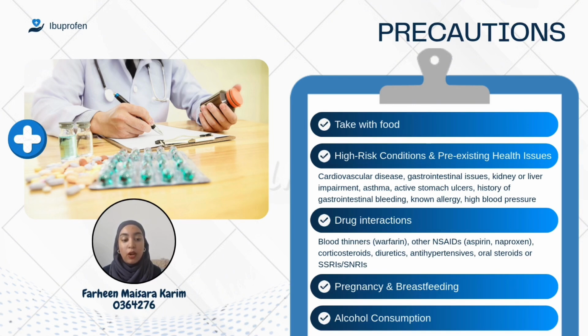They should also be aware of drug interactions, as ibuprofen may interact with blood thinners such as warfarin, other NSAIDs such as aspirin and naproxen, corticosteroids, SSRIs, SNRIs, antihypertensives, and diuretics. Ibuprofen should also be avoided during pregnancy and breastfeeding, particularly during the third trimester of pregnancy, unless specifically advised by a healthcare professional, as it may harm the fetus or affect labor. Alcohol consumption should also be limited while taking ibuprofen, as it can increase the risk of stomach bleeding and irritation.